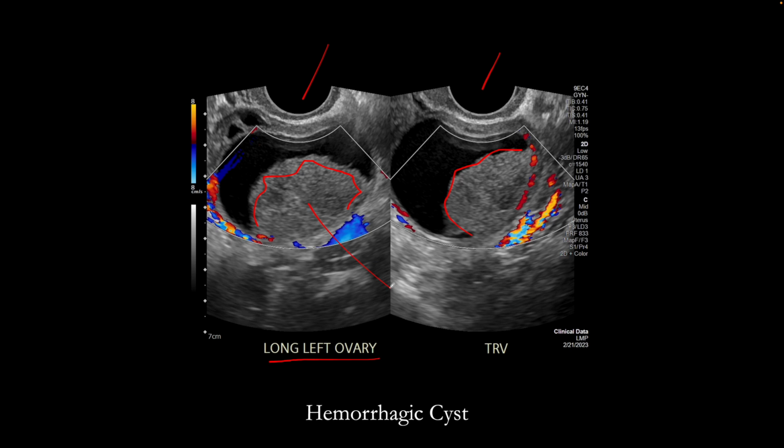So in this situation, you want to make the diagnosis on a pelvic ultrasound and ask for a follow-up in 6 to 8 weeks to make sure that it has resolved. Usually these things resolve over a period of 1 to 2 cycles.